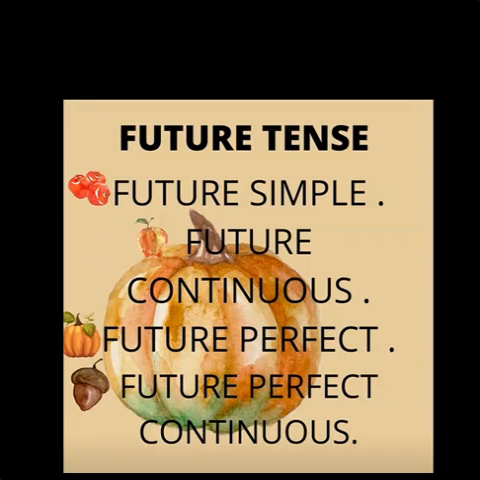Let's jump into future tense. In future tense, we have future simple, future continuous, future perfect, and future perfect continuous. Future tense is the verb tense used to describe a future event or state of being. A future tense verb is used to show something is going to happen in the future. Let's check one by one.